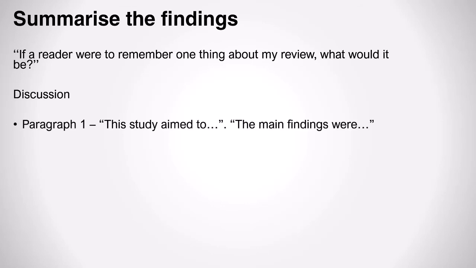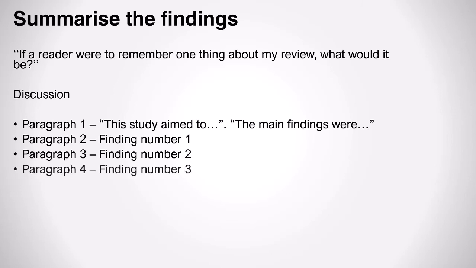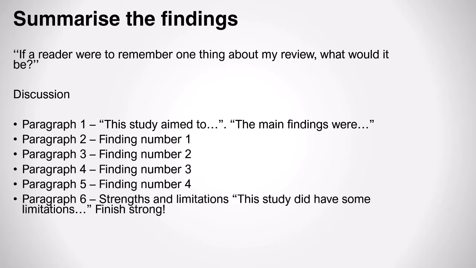But any discussion, and if I've taught you before in this kind of context you'll know, I've recommended that every discussion is the same. Start off by saying what the study aimed to do, and then say the main findings were, and then say what the main findings were. And then, depending on how many main findings you found, discuss each finding in turn, each one taking up roughly one paragraph. It depends on what you've found, of course.